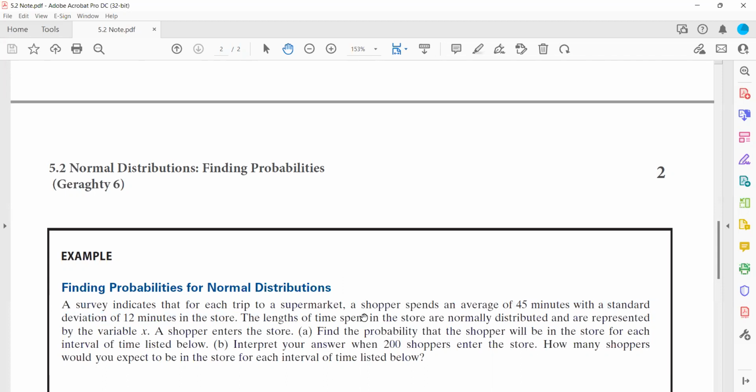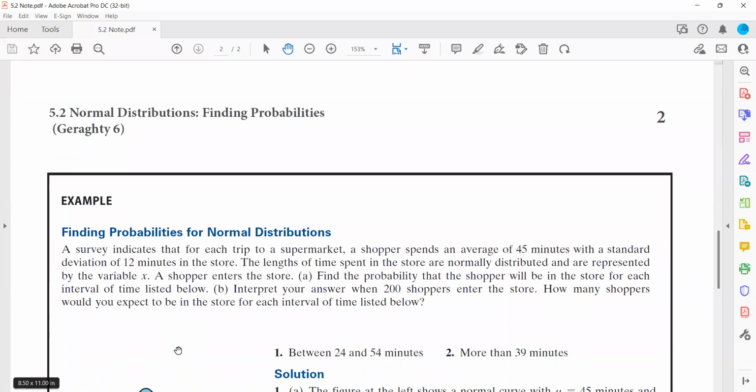The length of time spent in the store are normally distributed. Do we have a normal distribution? Yes, of course. And they are represented by variable x. A shopper enters the store. Find the probability that the shopper will be in the store for each interval of time listed below. Interpret your answer when 200 shoppers enter the store, and how many shoppers would be in the store for each interval of time listed below.